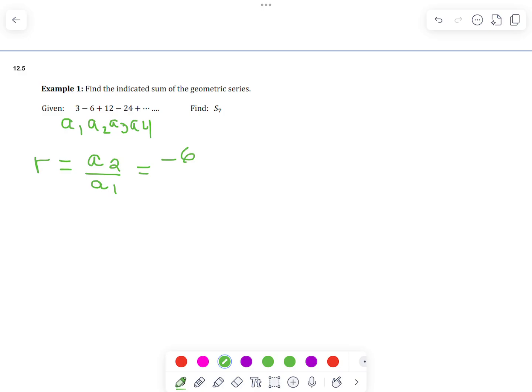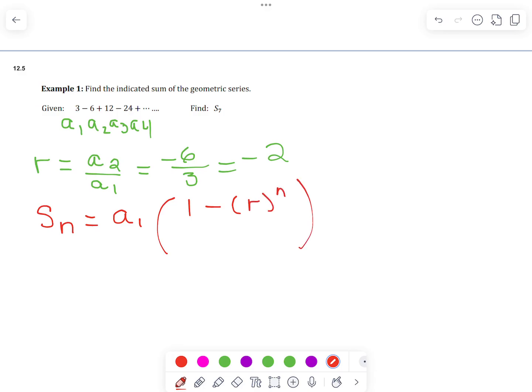So -6 divided by 3 is -2. So that's our common ratio. Then I'm going to write our formula. S sub n equals A sub 1 times the quantity 1 minus r raised to the n, divided by 1 minus r. I'm going to go ahead and substitute into the formula. So we want to find the sum of the first 7 terms.